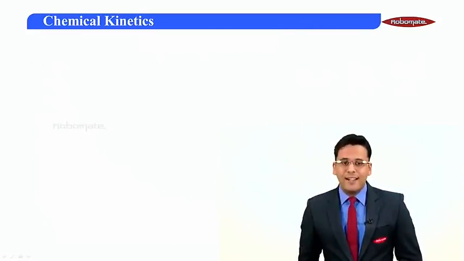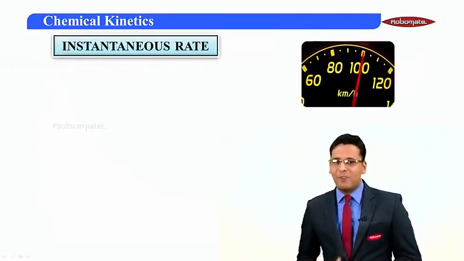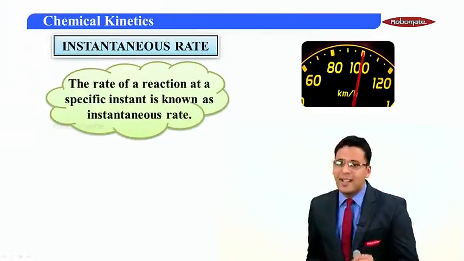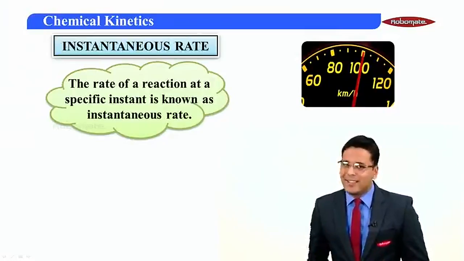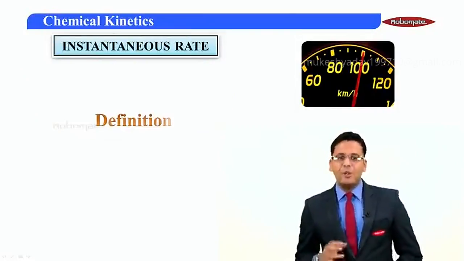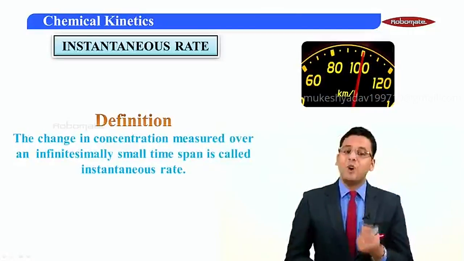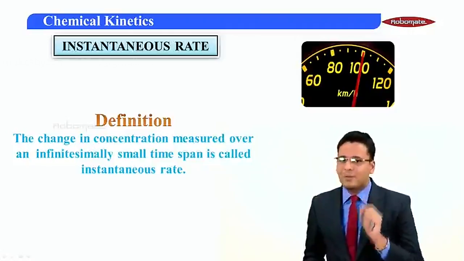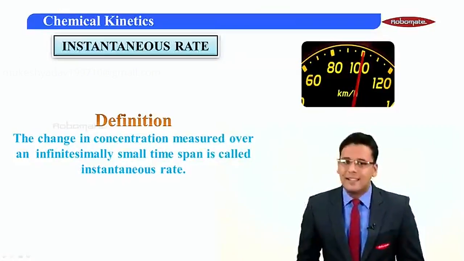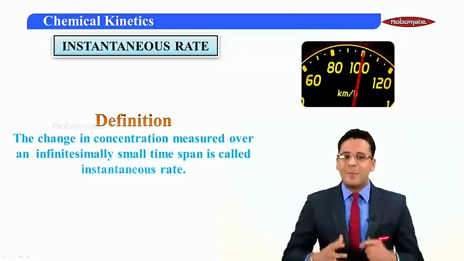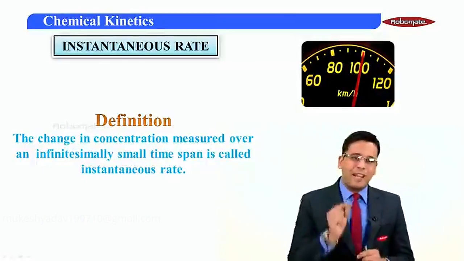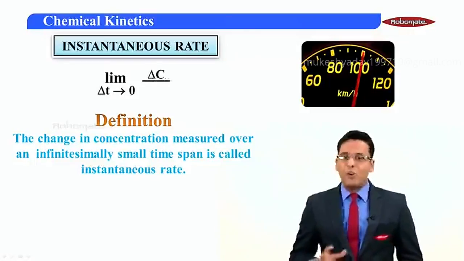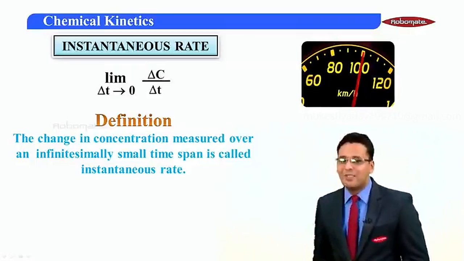So let us try and understand instantaneous rate with the help of a definition. So far we know that the rate of a reaction at a specific instant is called as instantaneous rate. The definition will be something like this: the change in concentration measured over an infinitesimally small time span is called as instantaneous rate. So essentially it is the same as average rate, just that your time span is infinitesimally small. It will be the same definition with a limit applied to the time interval.